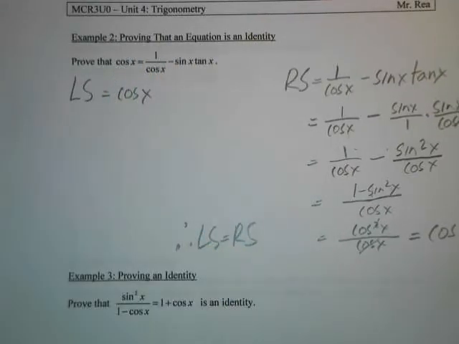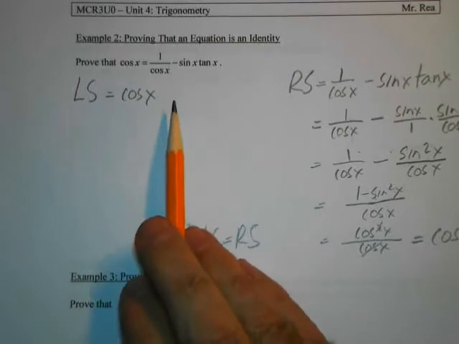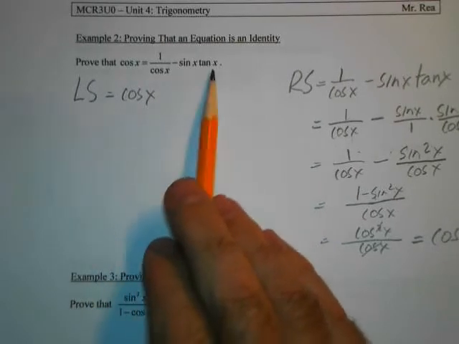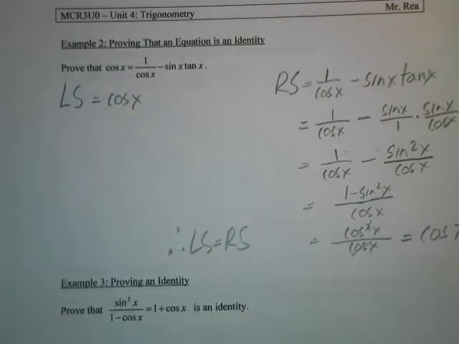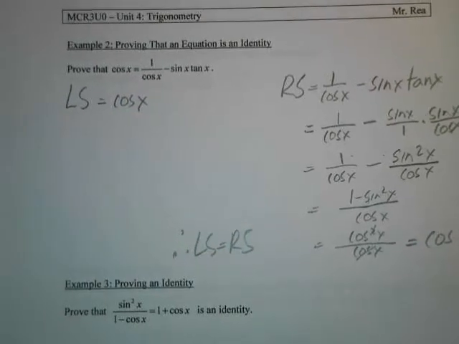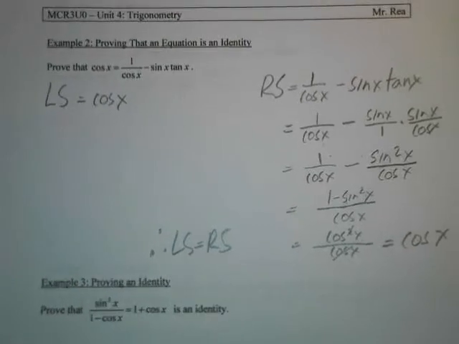The original statement, cos x equals 1 over cos x minus sin x tan x, that's always going to be true, regardless of whatever angle I put in there. Okay, now one other strategy I might just mention.